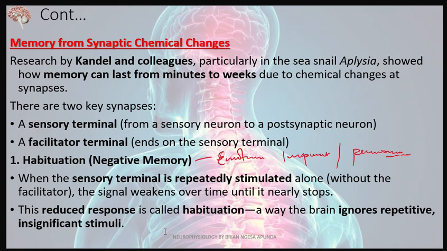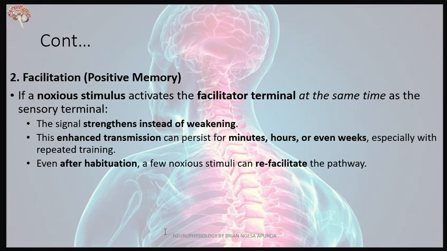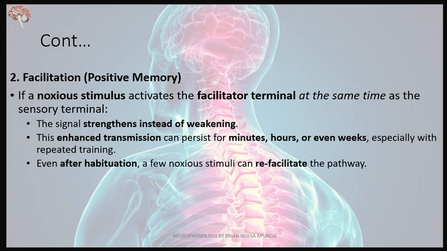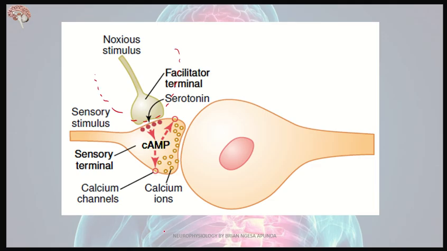And remember, much of our reinforcement could be coming from the limbic system. So if we rush into the diagram, we can see what we are suggesting with the facilitation. This is a facilitation over here. Before we explain this, back to our text. We have two mechanisms: habituation for the negative memory, facilitation for the positive memory. For the facilitation, if a noxious stimulus activates the facilitator terminal at the same time, the signal strengthens instead of weakening, and that means the memory is likely to be sustained, and it can persist for minutes, hours, or even weeks. And I want you to look at this. Remember, this is a noxious stimulus. It doesn't need to be noxious. It can be pleasant.